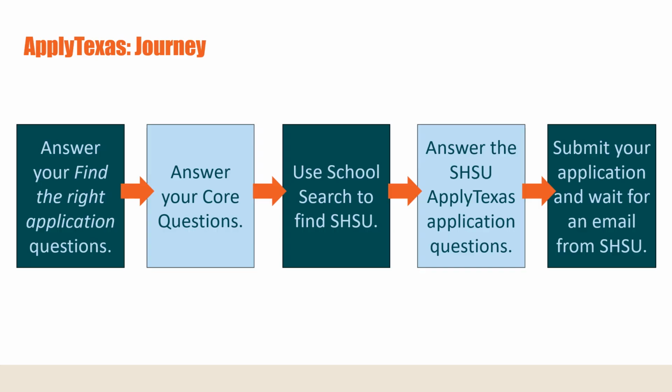This is the Apply Texas journey. We will be going over each of these steps in detail. So first, answer your Find the Right application questions. Answer your core questions. Use the school search to find the SHSU application. Answer the SHSU Apply Texas application questions, and then submit your application and wait for an email from SHSU with the next steps.